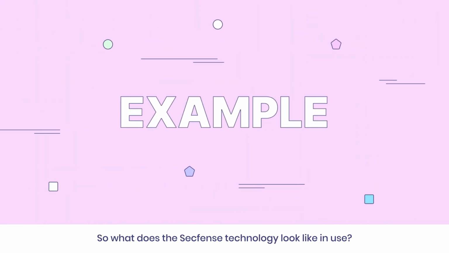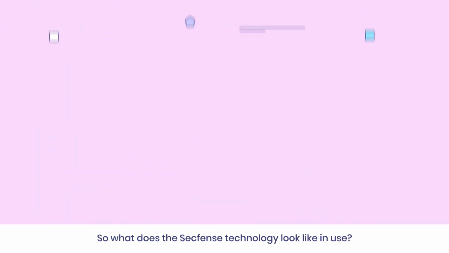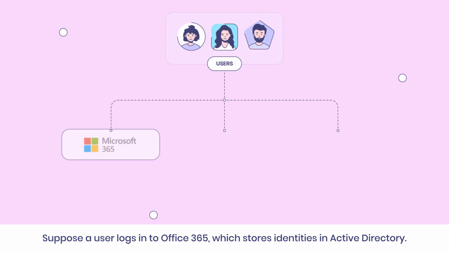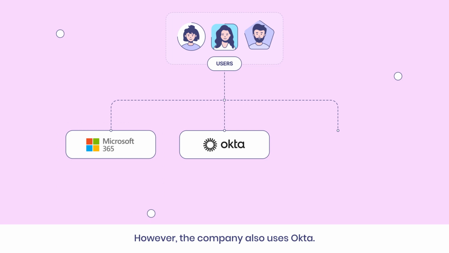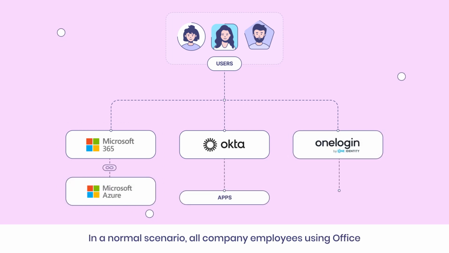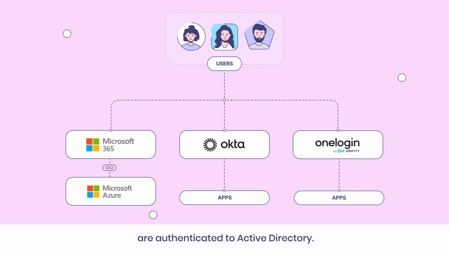So what does the Secfense technology look like in use? Suppose a user logs into Office 365, which stores identities in Active Directory. However, the company also uses Okta. In a normal scenario, all company employees using Office are authenticated in Active Directory.